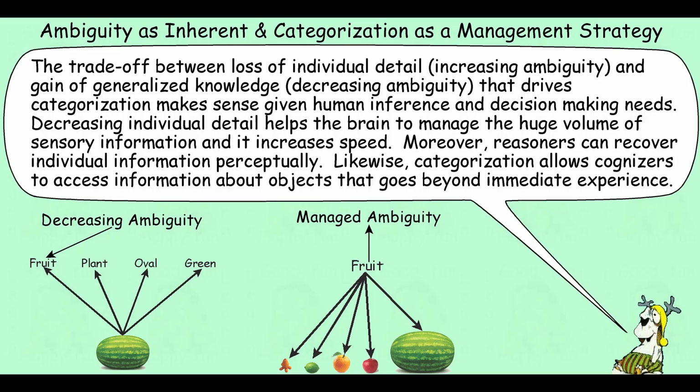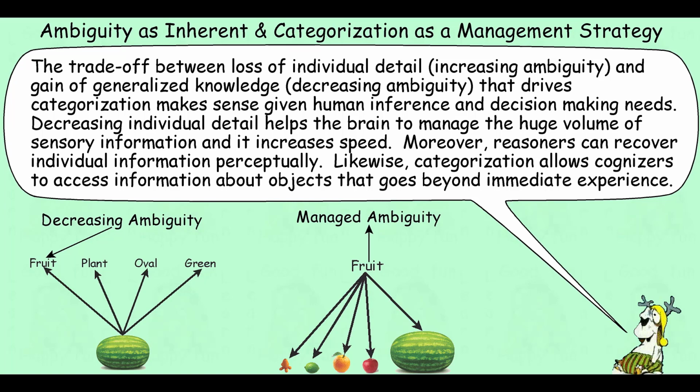Let's summarize that and put it into perspective. The trade-off between the loss of individual detail and increasing ambiguity intra-conceptually purchases the gain of generalized knowledge, decreasing ambiguity extra-conceptually. This trade-off drives categorization, and this trade-off makes sense given human inference and decision-making needs.